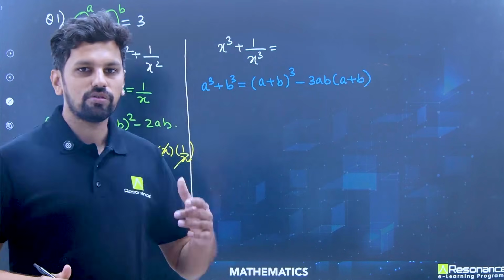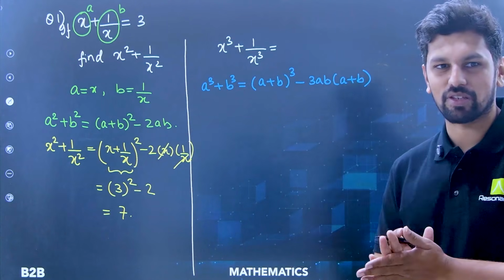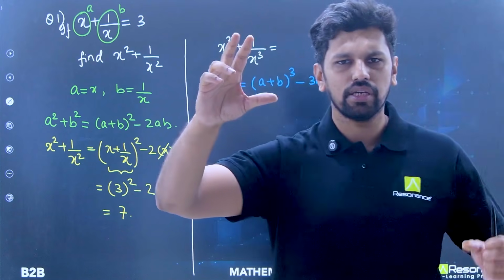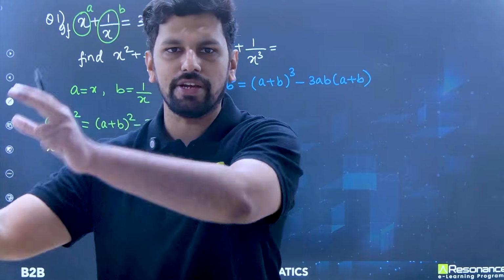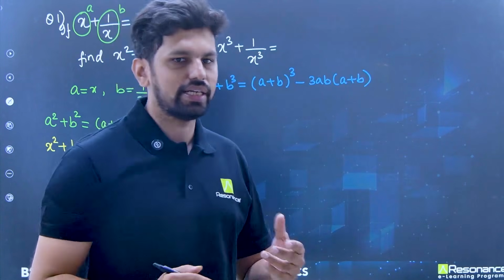You don't have to buttify it. Okay, buttification is the word here. Don't buttify it. In your mind, just do. What is (a plus b) whole cube? It's a cube plus b cube plus 3ab into (a plus b). Shift this 3ab into (a plus b) to the LHS and you will get the answer.